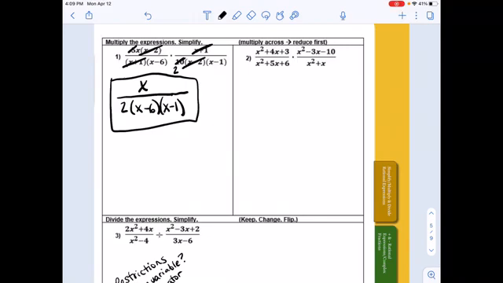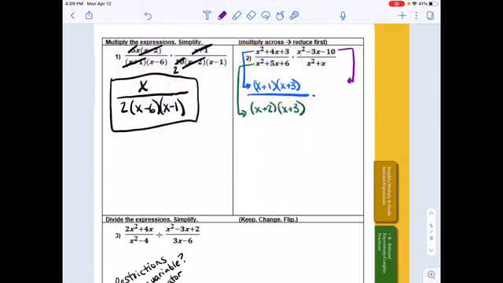Now, this next one is not factored, so we need to do our factoring step before we can even try to reduce. So I'm going to find factors of 3 that add to 4. I know that's just 1 and 3. Then for the denominator, we actually already did this one, factors of 6 that add to 5. So there's that one.